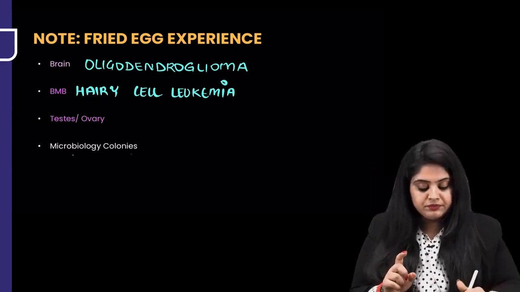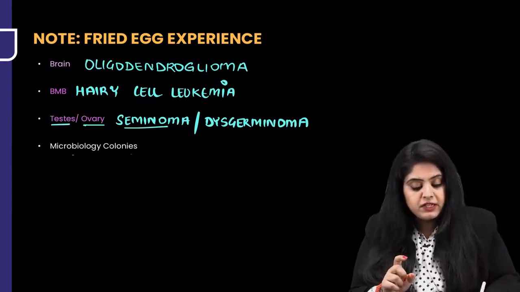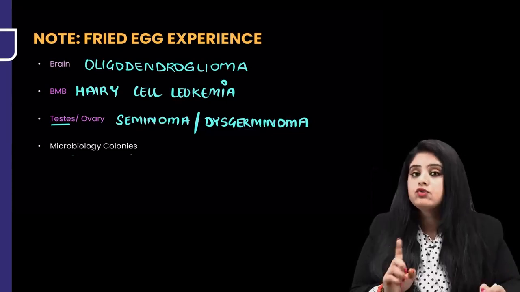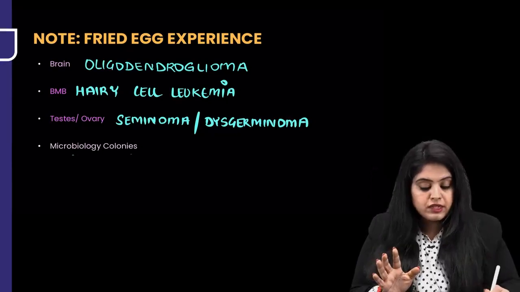Seminoma, dysgerminoma. So we had studied that if it occurs in the testis, I call it seminoma. If it occurs in the ovary, I call it dysgerminoma. Yes. So these can occur and they also show you fried egg appearance. But we are not only limited to patho. We are also going to study micro.